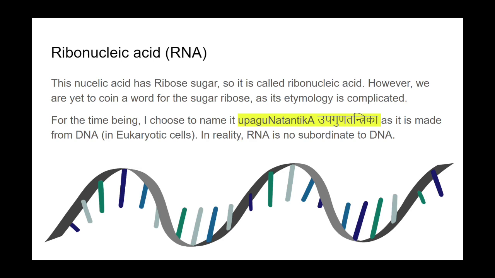Ribonucleic acid. It's named for its ribose sugar as opposed to DNA, which is deoxyribose. But we're gonna coin the words for these sugars at a later time. For the time being, let's call it upagunatantrika, meaning lesser DNA or subordinate DNA, roughly, as RNA is made from DNA. Well, in eukaryote cells, it's the central dogma of biology. In reality, RNA is no subordinate to DNA. So let's practice with these terms.